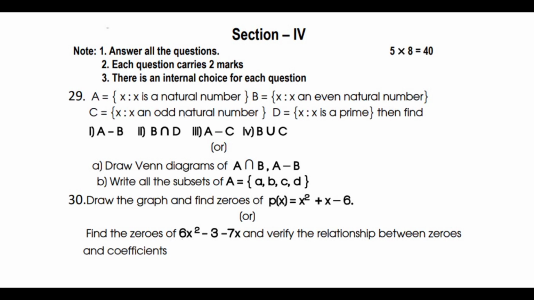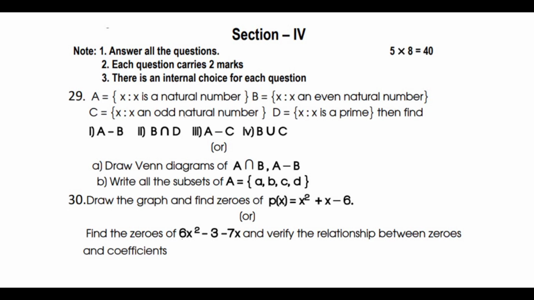Next, question number 29, a choice question also from sets. Draw the Venn diagram of A intersection B and A minus B. You know very well how to draw that. And the next question is write all the subsets of A, B, C, D. In total we will get 16 subsets: the null set, set A, set B, set C, set D, and so on.